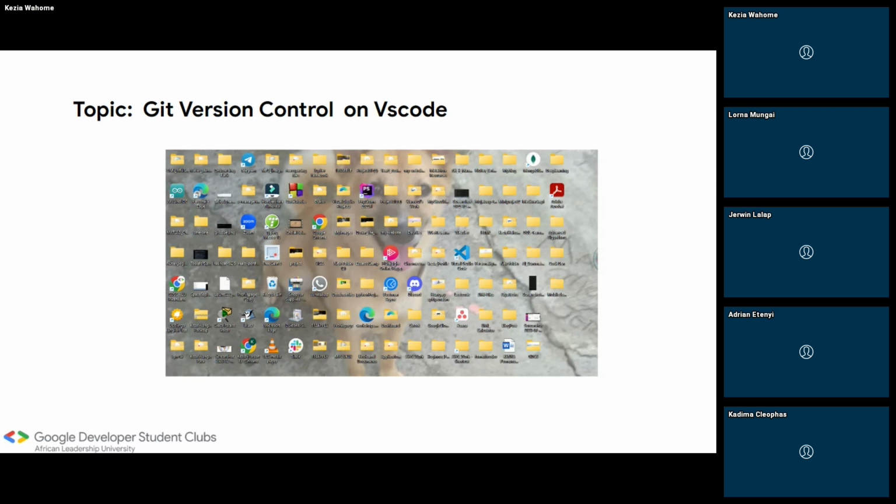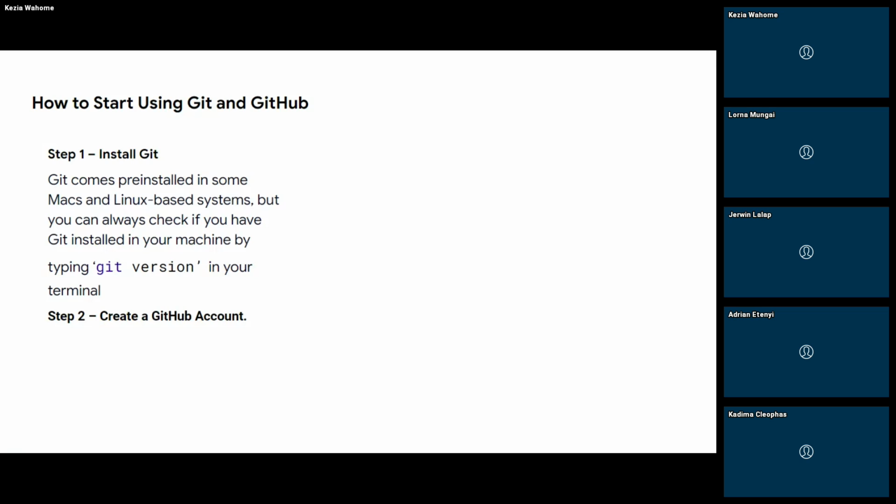So most of us, this is usually our local computers. We have files all over the computer, so many files and folders. So how do you move these files in your local computer, these local repositories, into GitHub using VS Code? So that's my presentation today.